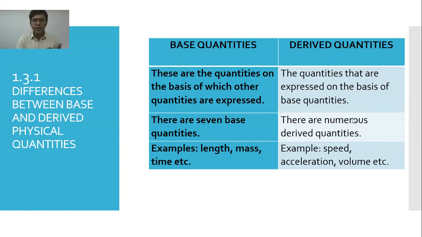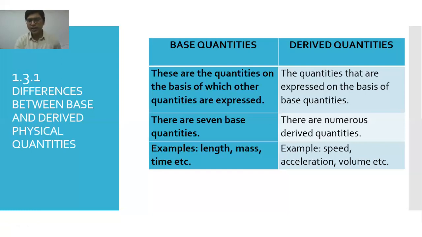Then the next point is there are 7 base quantities. You have to remember that there are only 7 base quantities, while if we talk about derived quantities, there are numerous derived quantities. We can't give a specific number to derived quantities. There could be numerous derived quantities, while for base quantities there are only 7. Then if we talk about examples, the examples of base quantities are length, mass, time, etc. While the examples of derived quantities are speed, acceleration, volume, etc.